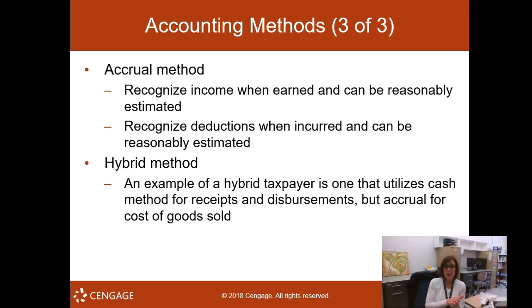A hybrid method is one that utilizes a cash method for receipts and disbursements, but they use an accrual method if they have inventory, to account for their inventory.